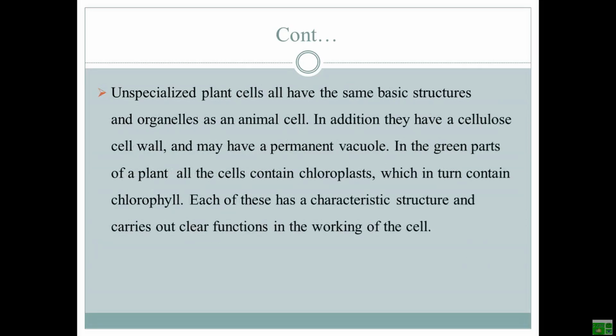And unspecialized plant cells all have the same basic structures and organelles as animal cells. In addition, they have a cellulose cell wall, and they may have a permanent vacuole. In the green parts of a plant, all the cells contain chloroplasts, which in turn contain chlorophyll. Each of these has a characteristic structure and carries out a clear function in the working of the cell.